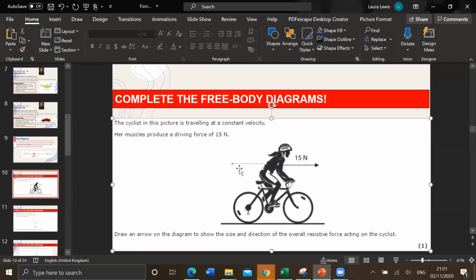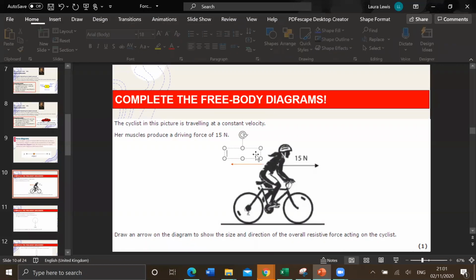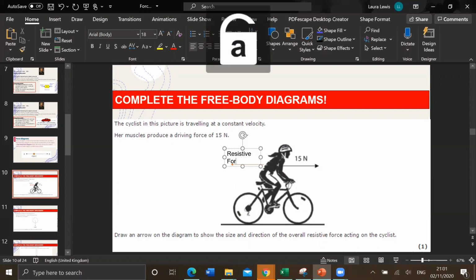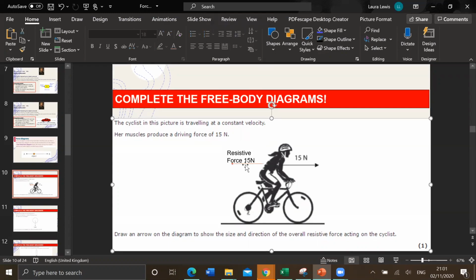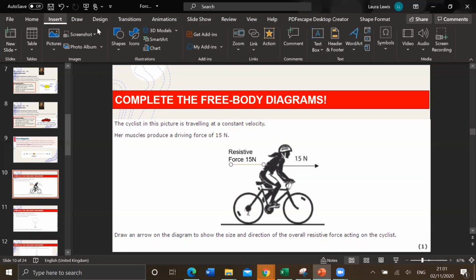Try and make it as equal as possible when you draw it, equal length as possible, and you have to annotate. Annotate means to write letters on, or numbers, or words, whole words. So resistive force, and also 15 newtons. Make sure the arrow is an arrow, so not just a line. Maybe you want to make the arrow a little bit thicker when you draw it.